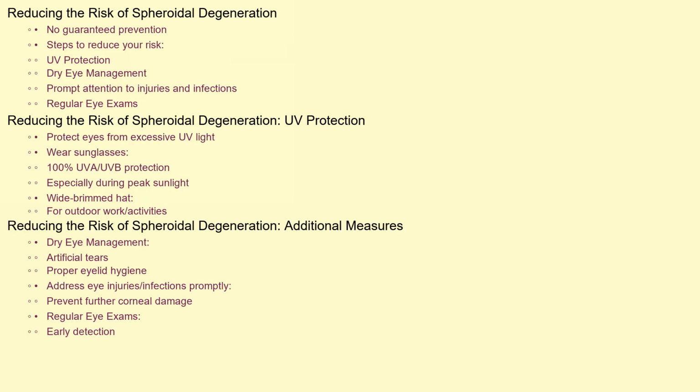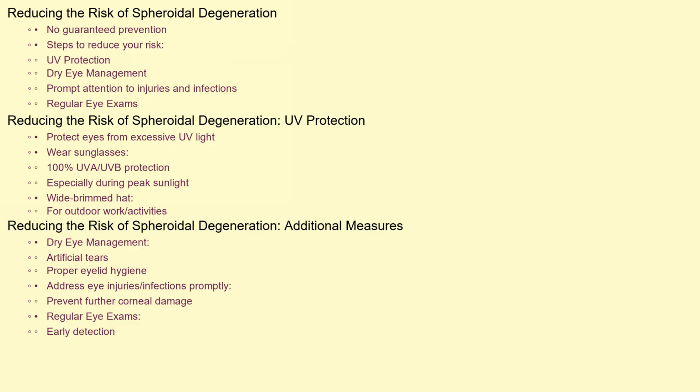While there is no guaranteed way to completely prevent spheroidal degeneration, there are steps you can take to reduce your risk. Protecting your eyes from excessive UV light exposure is paramount. Wear sunglasses that block 100% of UVA and UVB rays when outdoors, especially during peak sunlight hours. If you work outdoors or engage in activities that expose your eyes to the sun, consider wearing a wide-brimmed hat.